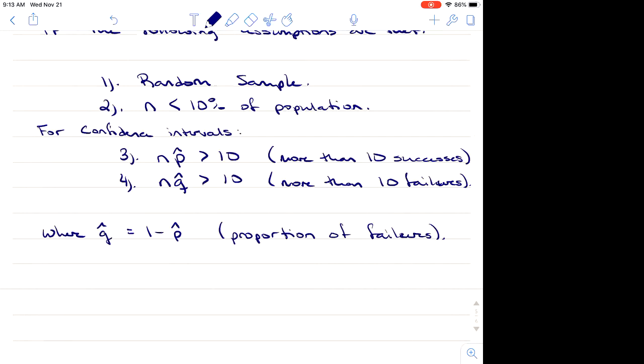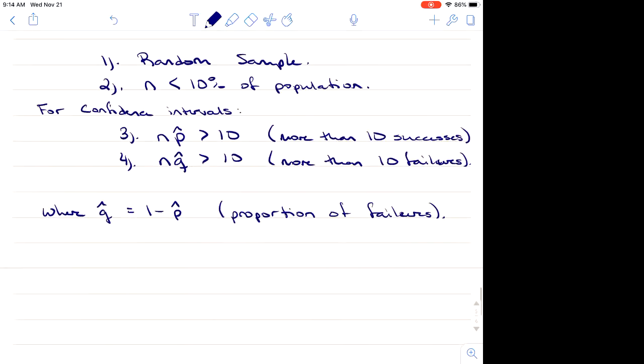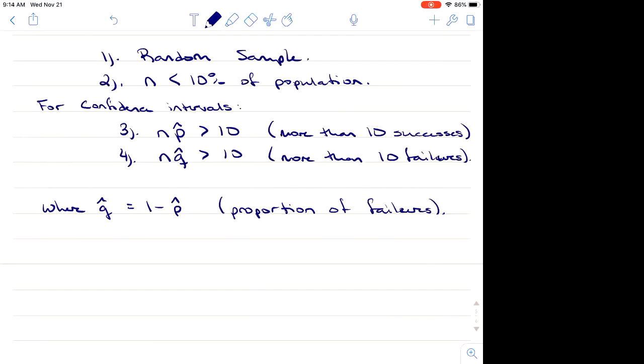So if I told you that the proportion of males was 0.48, the proportion of females, you would just think intuitively, you just know it's 0.52, right? The opposite of that. So that's all the q is saying. It's the proportion of failures. Okay. So that's for confidence intervals.